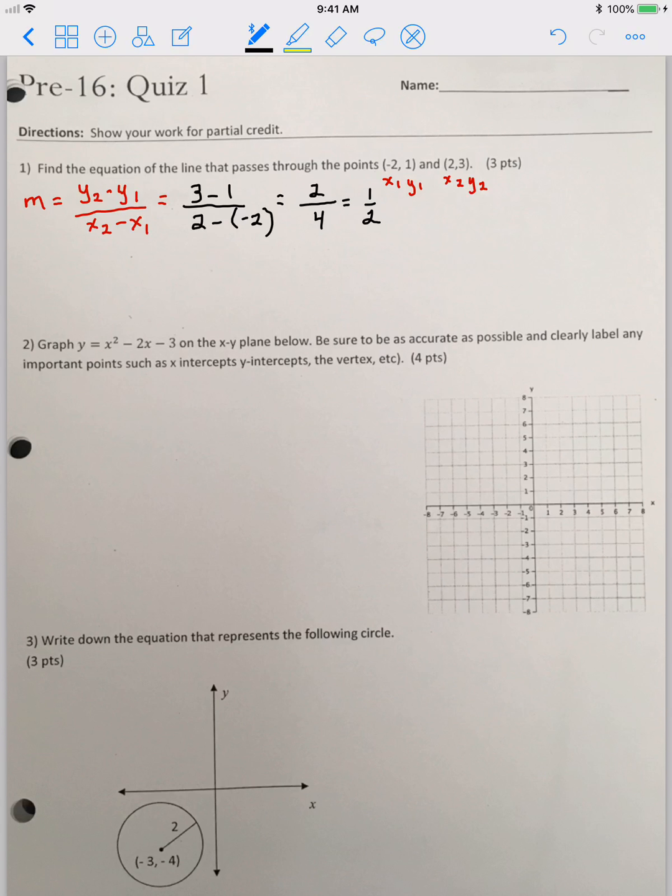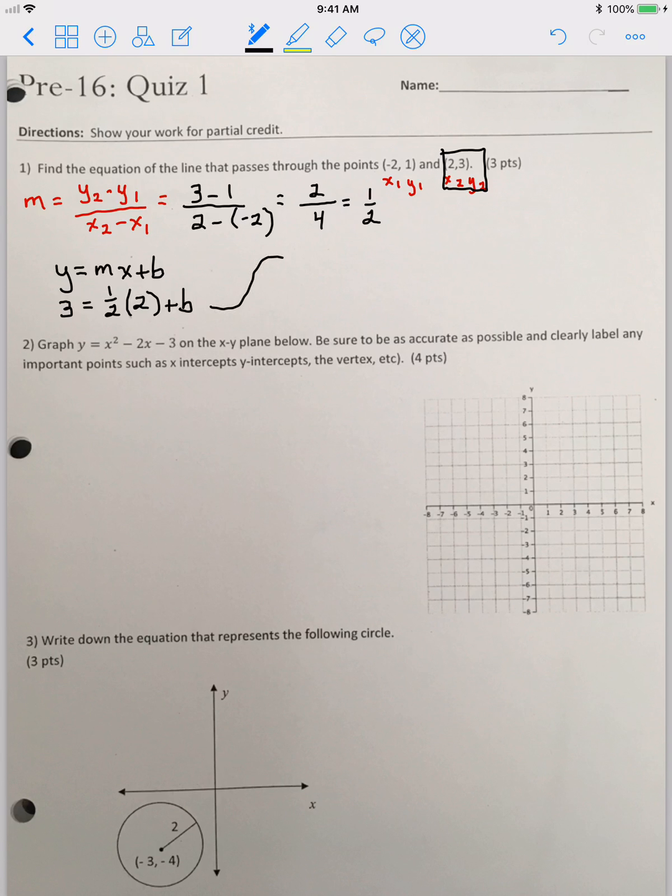And now if I want to plug that back into the slope-intercept form, y equals mx plus b, I just found the m, and I can choose one of these 2 points, whichever one I want to plug in. I'm going to plug in this one right here because it doesn't have any negative signs in it. So I'm going to use the 3 to be equal to my y value. I'm going to put the 1/2 in for m, and for the x I'm going to plug in the 2. And that's going to let me solve for b.